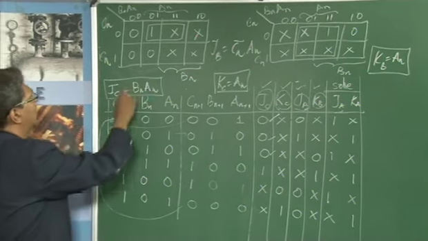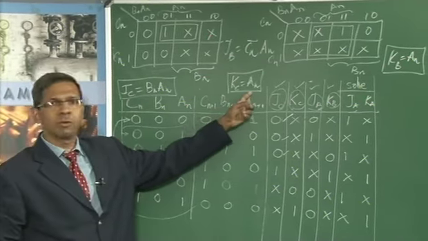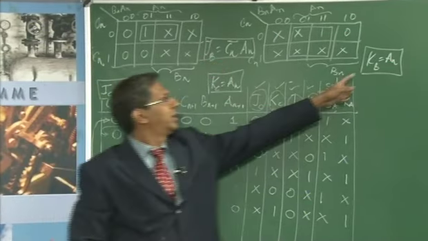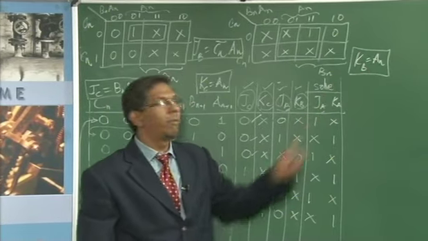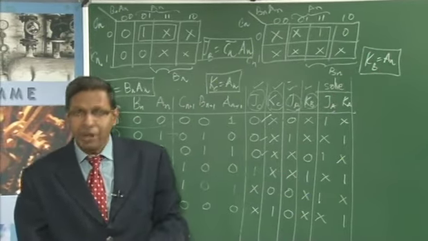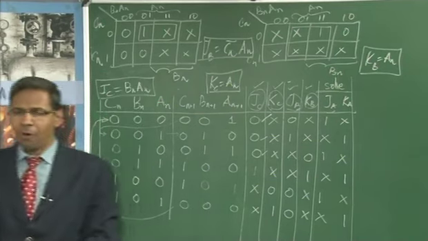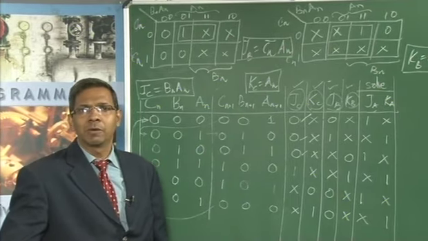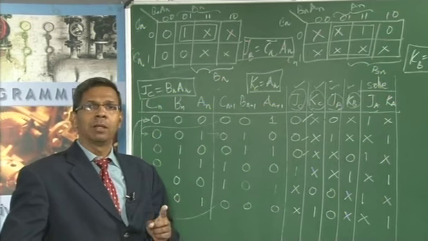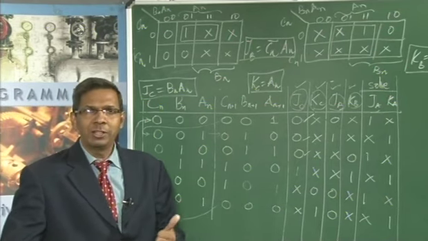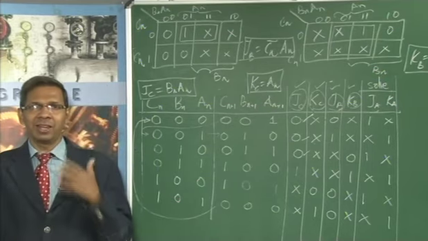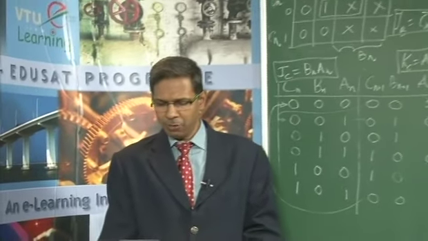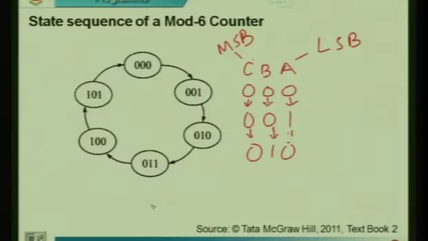Just in case I missed something: Jc was Bn An, Kc was An, Jb was Cn bar An, Kb was An, and J and K were both 1. So by doing this, we have now solved the entire logic equation for the inputs of the flip-flops in terms of the outputs C, B and A. The only job now is to build a circuit and make the interconnections, which we are going to see in the next slide. It's a very simple exercise.